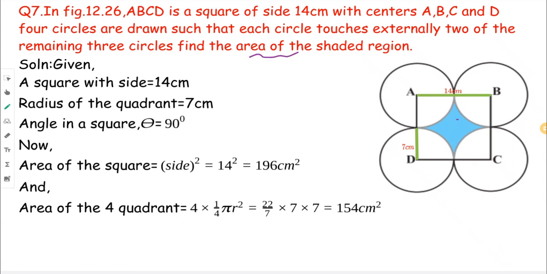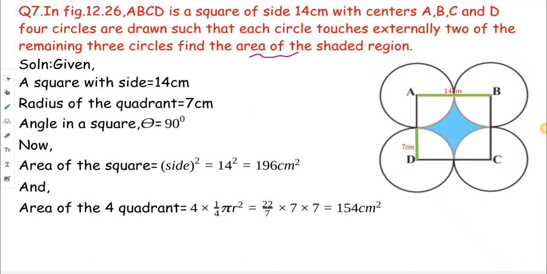So once again, we'll also find this shaded region. So how will we find it again? Area of the square minus area of these 4 quadrants. You can see, right? 1 quadrant, 2 quadrant, 3 quadrant, and 4 quadrant. Alright, so area of the square minus area of the 4 quadrants. If I do that, I'll get that blue region.